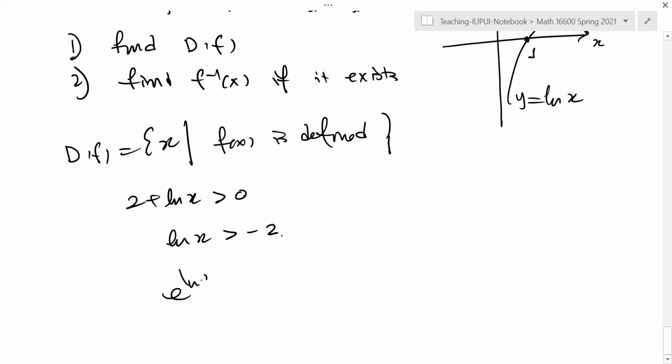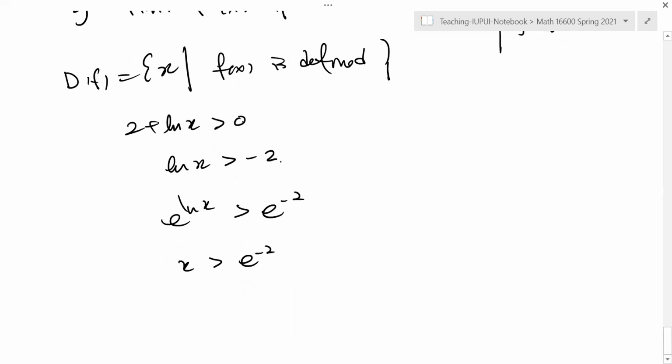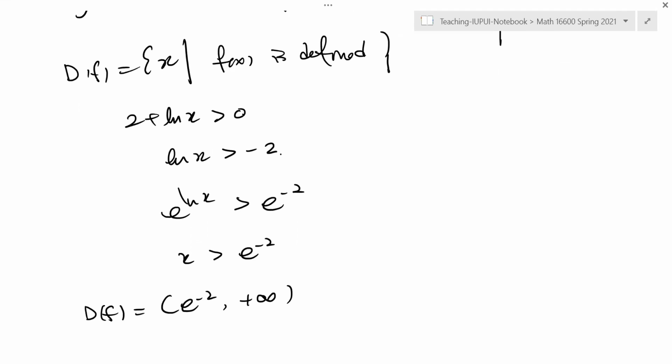How to solve for x? You put e under both sides, and this side is just x. So this is the final inequality. So the domain of f is e to the -2 to positive infinity. That's the domain.